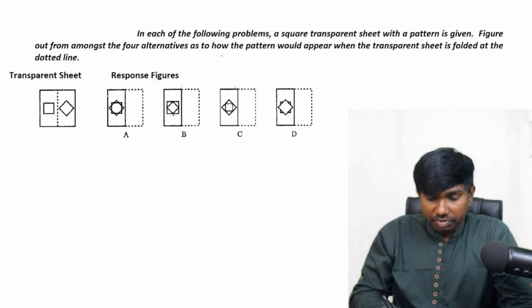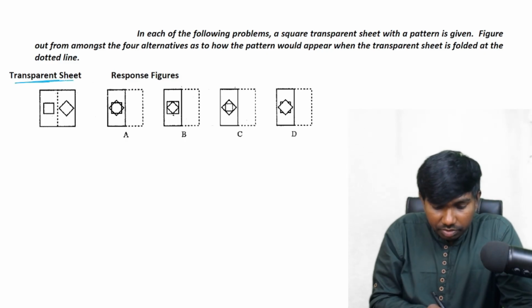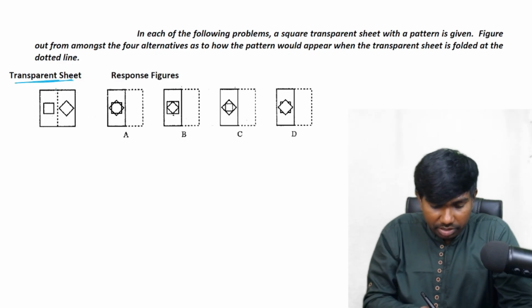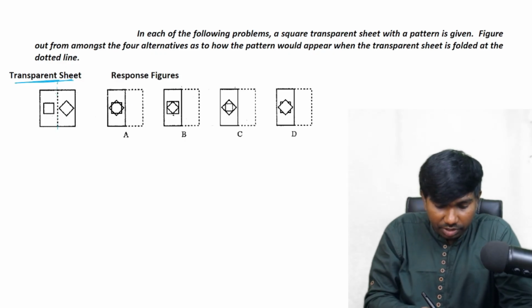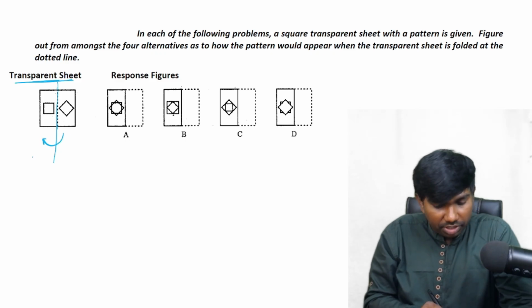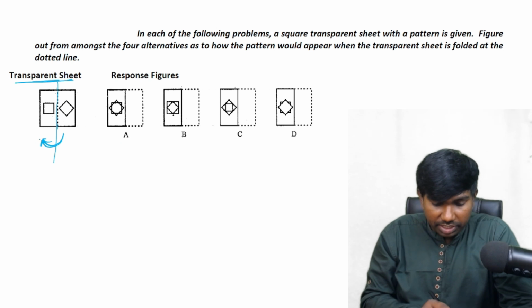So see here, the question is, a transparent sheet is given and it is folded in this pattern, along this dotted line, along this dotted line. The left side part is given, which means the right side part will be folded to the left side. Sometimes the right side part will be given, which means the left side part will be folded to the right side. Here the right side is folded to the left side.